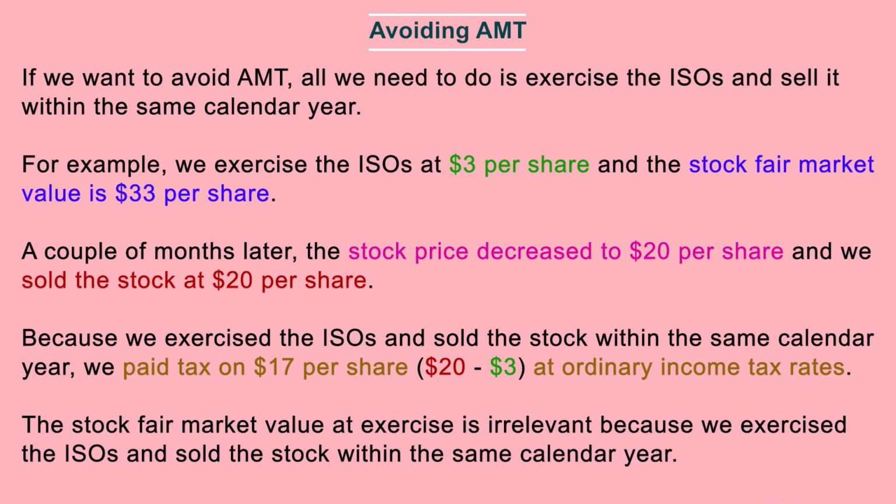The stock fair market value at exercise is irrelevant because we exercised the ISOs and sold the stock within the same calendar year. Does California have AMT? Yes, I live in California and California has alternative minimum tax. You can visit www.ftb.ca.gov to learn more about California AMT rates.